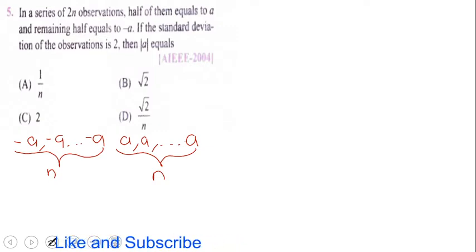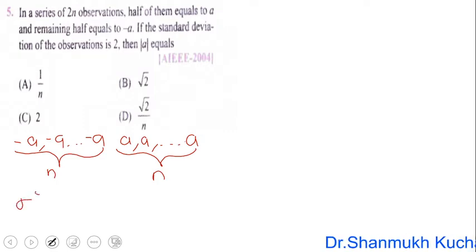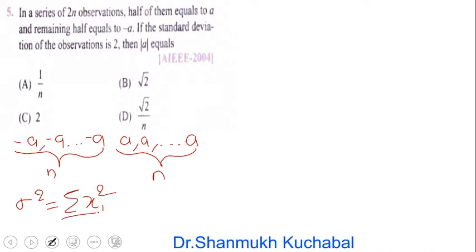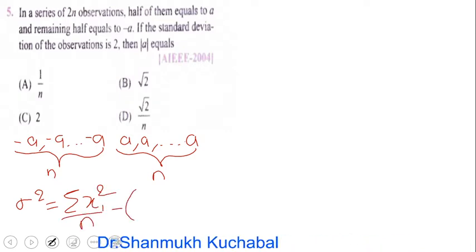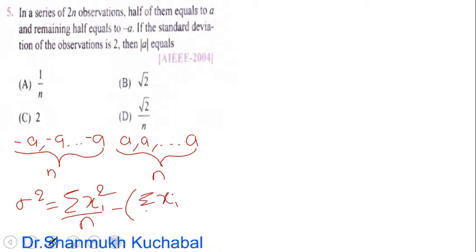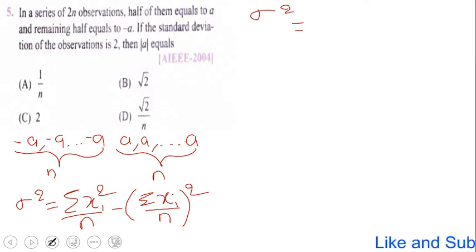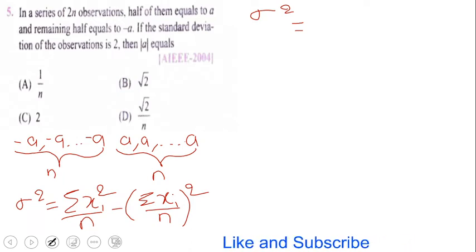So we have to calculate the variance. The variance is sigma square equal to summation of xi square divided by n minus (summation of xi divided by n) whole square. So summation of xi square, we are going to get the sum as 2n a square here.